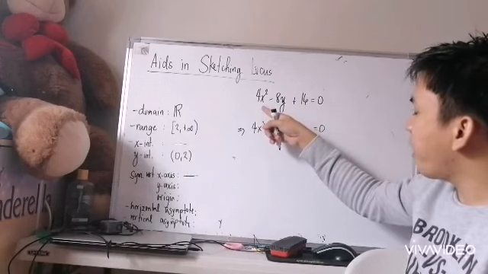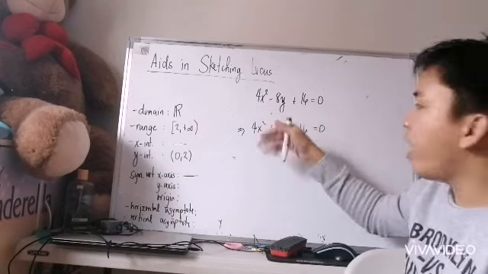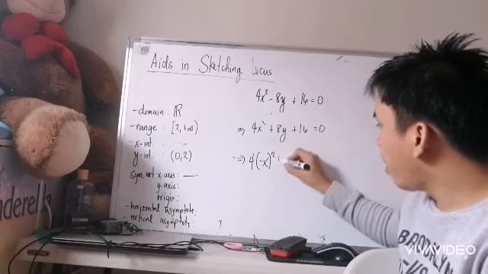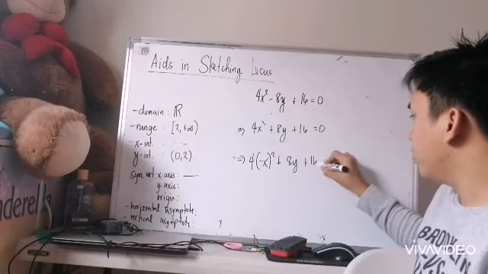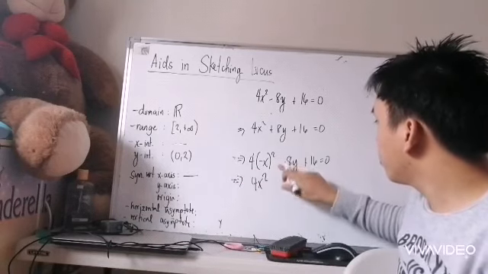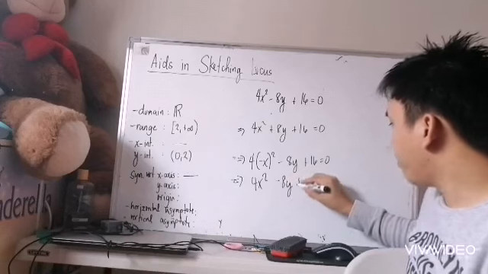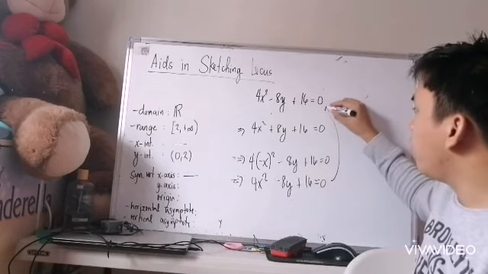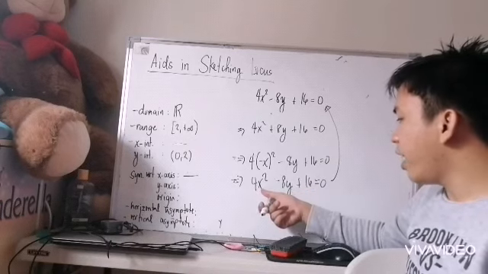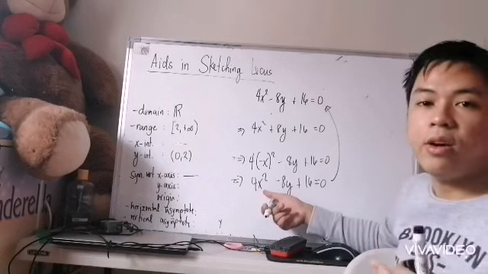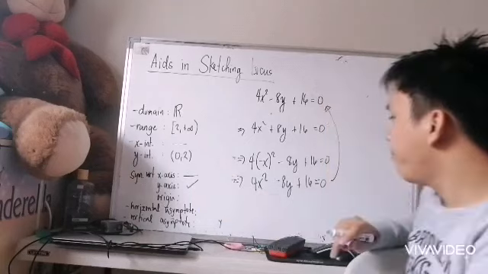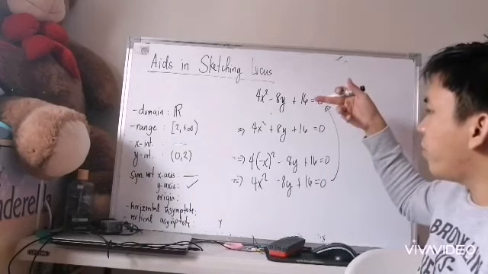Now let's check if it's symmetric with respect to y-axis. If I replace x by negative x, you'll get 4 times negative x squared plus 8y plus 16. You'll get 4x squared, minus 8y plus 16, is still the same as the original one. Hence, by replacing x with negative x, it will still get the original equation, implying that this is symmetric with respect to y-axis.